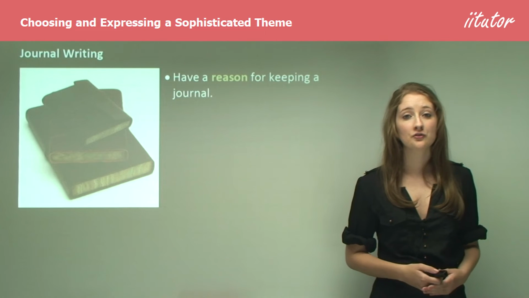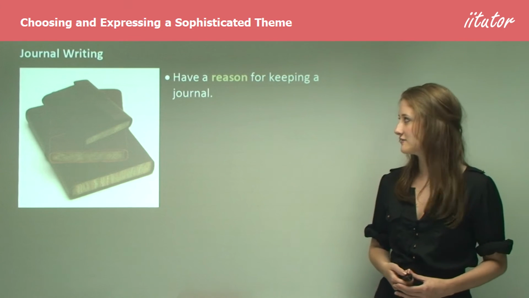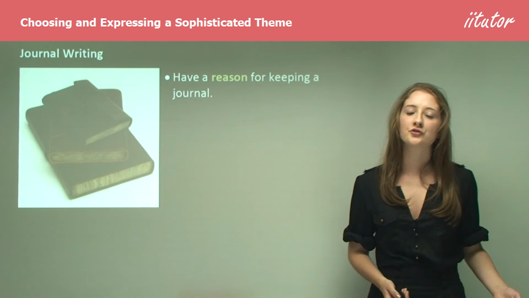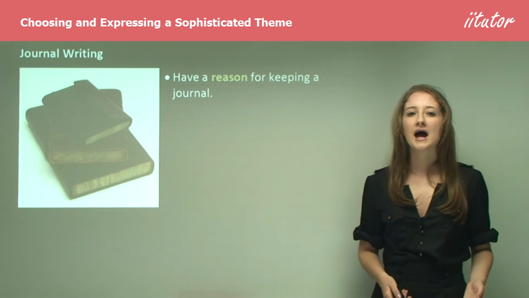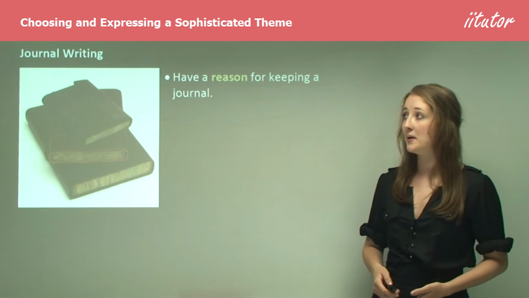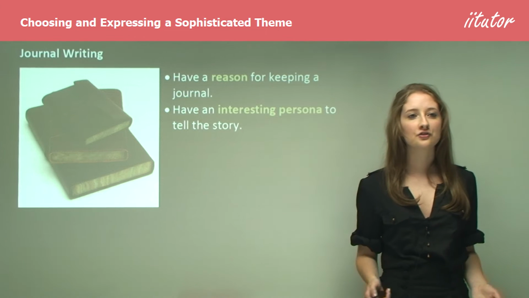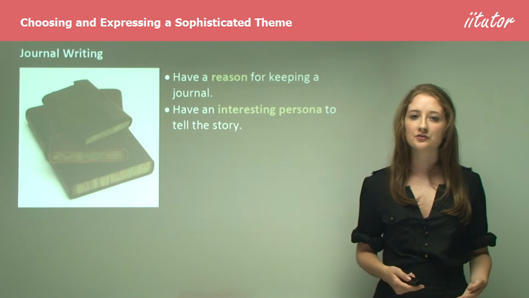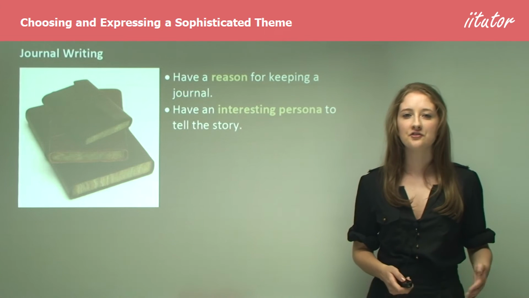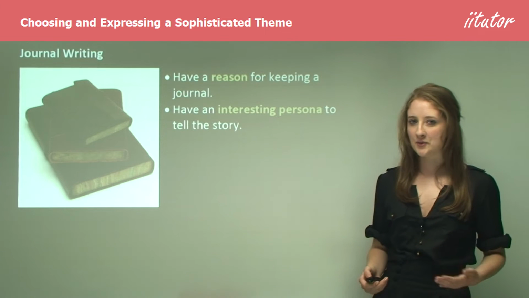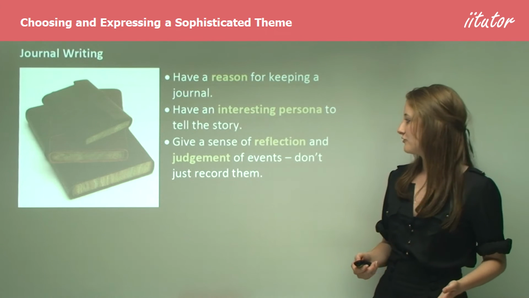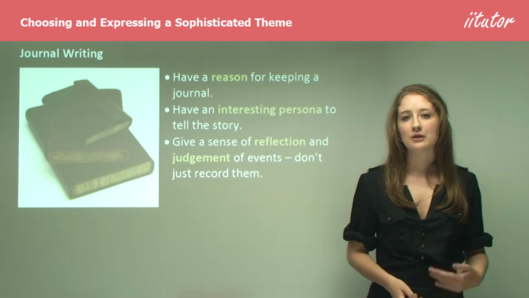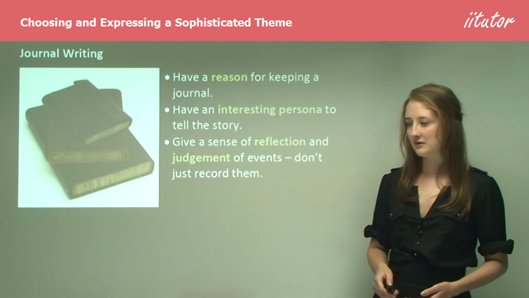Journal writing is also an alternative text type which you can use for creative writing. However, it's important that you have a clear reason for writing a journal, not just ramblings about the things you did that day, but have a narrative planned and a really structured purpose. This means you must have an interesting persona to tell your story, one with a distinctive voice, using interesting language features, maybe things like accents, and a distinctive name to demonstrate the wider elements of your story. You must give a sense of reflection and judgment of events, not just record them, but really demonstrate through the voice of your character your emotional message.